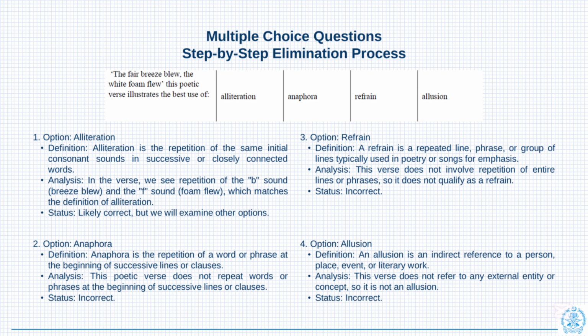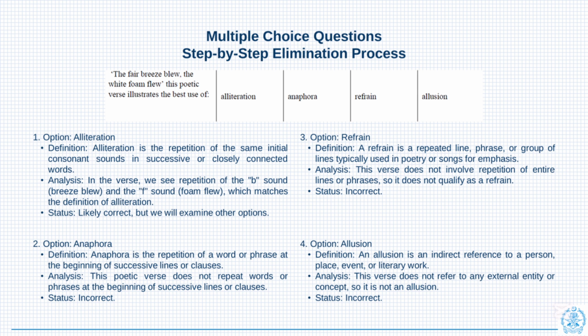Option 1, alliteration. The repetition of the same initial consonant sound in closely connected words. The repetition of the B in breeze and blue and F in foam and flew clearly aligns with this definition. Likely correct, but continue evaluating.